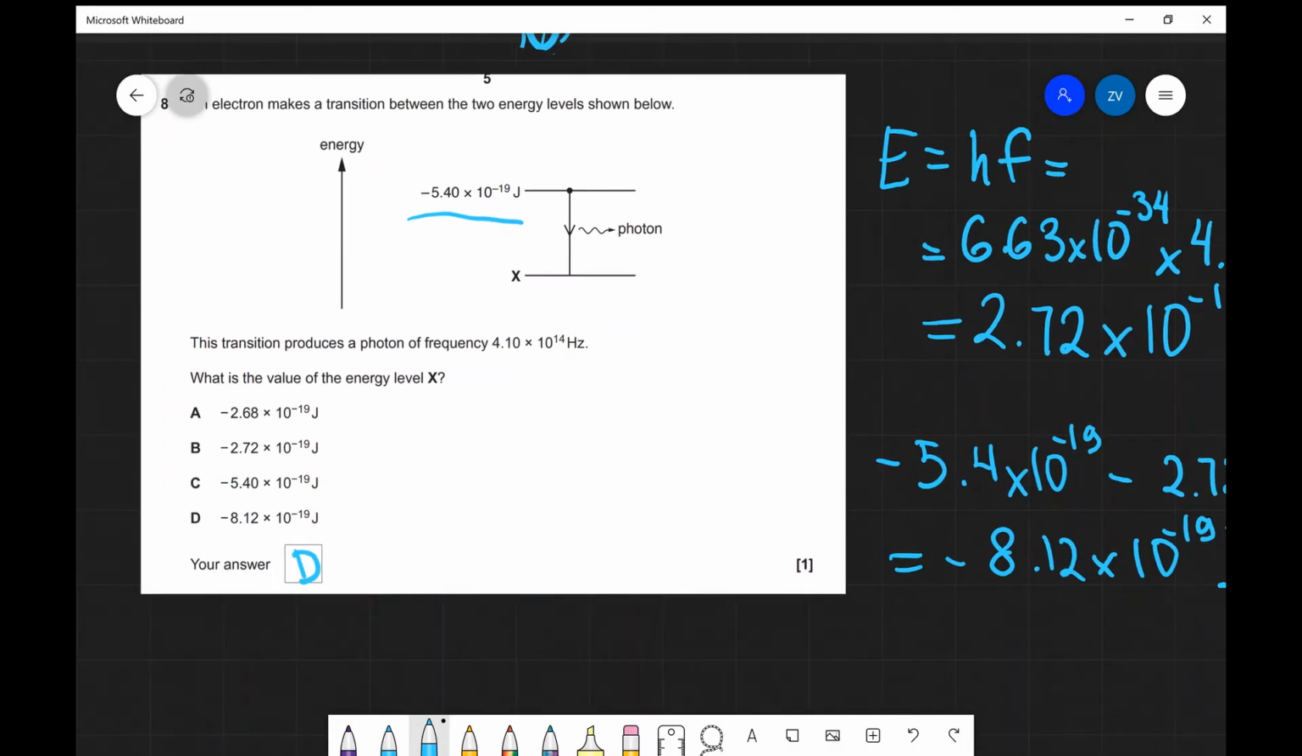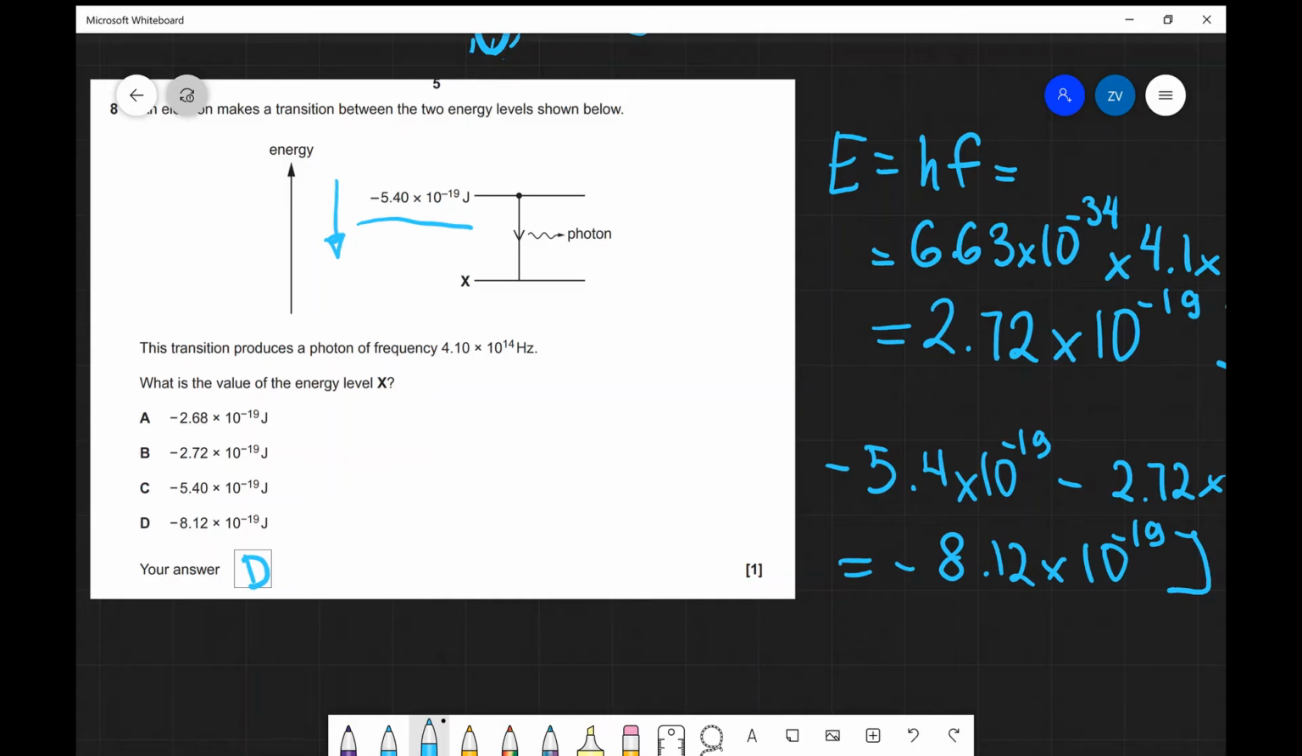A good useful rule of thumb to remember is that as you go down, the energy becomes lower and lower. However, higher negative number actually means a lower amount of energy.